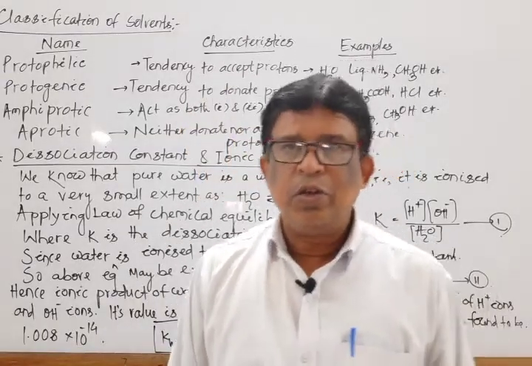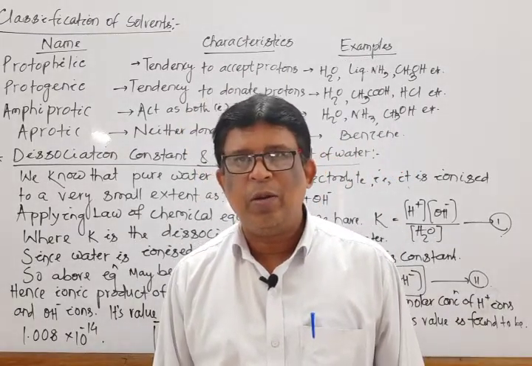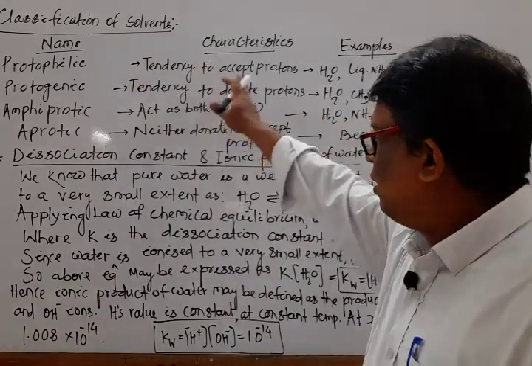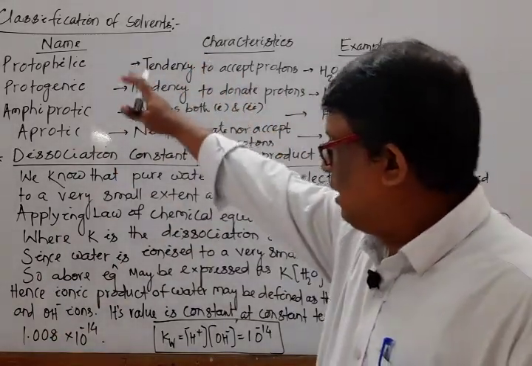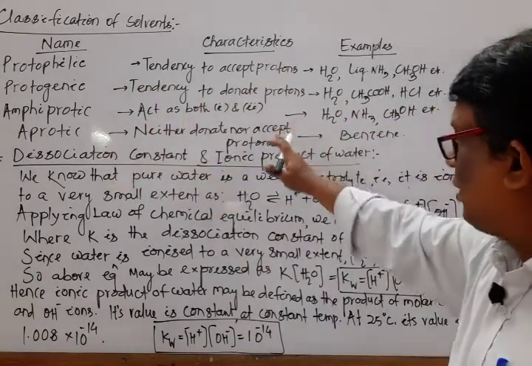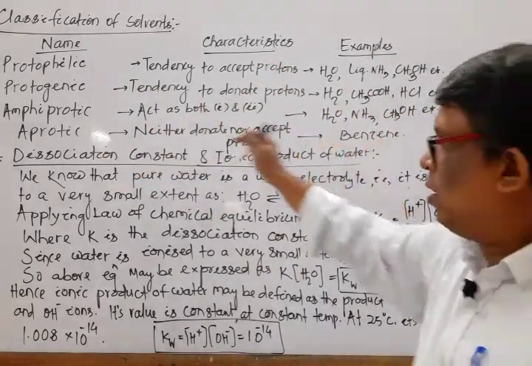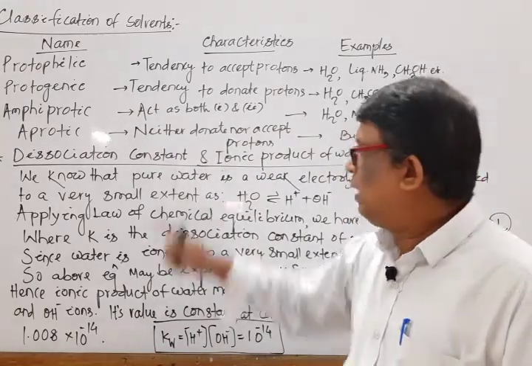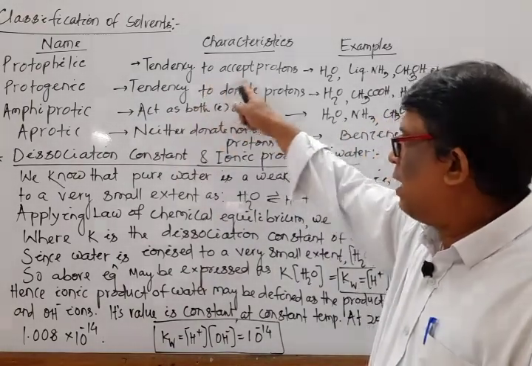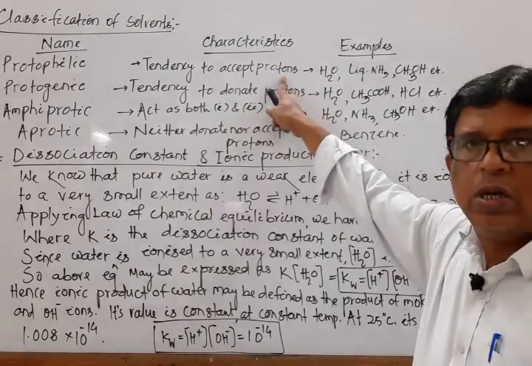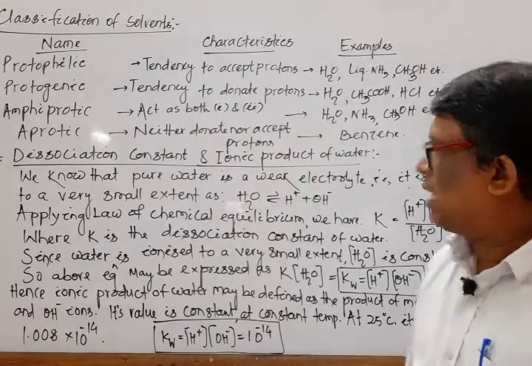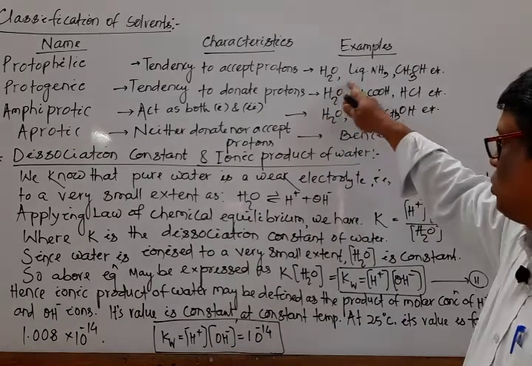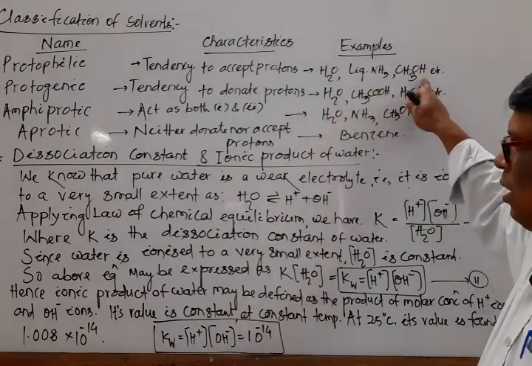Next, switch over to the classification of solvents. Note down some important points. There are 3 columns: the name of the solvent, its characteristics, and some examples. One is protophilic. Protophilic means the characteristic tendency to accept a proton. A solvent whose tendency is to accept a proton is known as protophilic. Examples: H2O, liquid ammonia, methyl alcohol, etc.